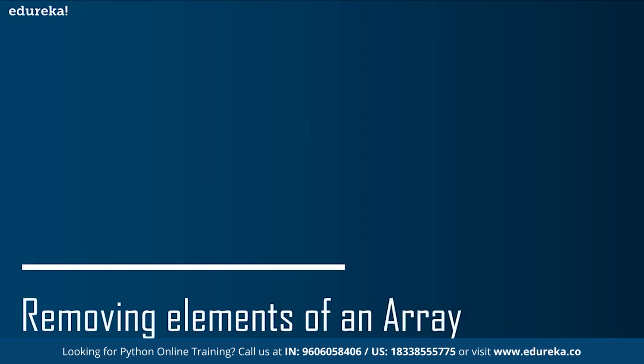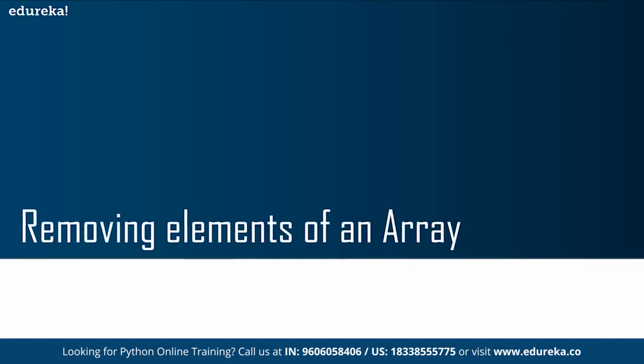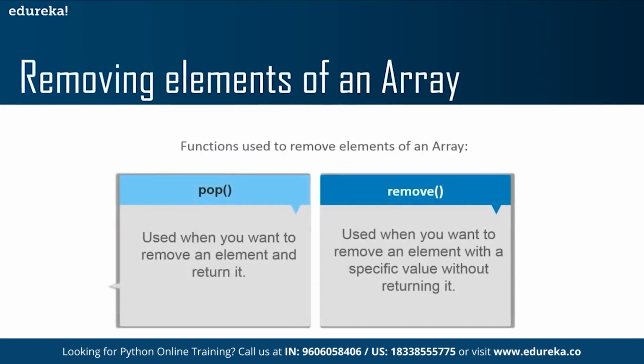Now let's move on towards the next operation. Our next operation is removing elements of an array. In case you want to remove elements from an array, you can make use of the pop or the remove function. The pop function removes the element and returns it, whereas the remove function will remove it but it will not return it. The pop function can either take no parameters or one parameter. The parameter it takes is the index value of the element to be removed. If you do not specify any parameter, it will remove the last element from the array. The remove function takes one parameter, which is the element to be removed itself.